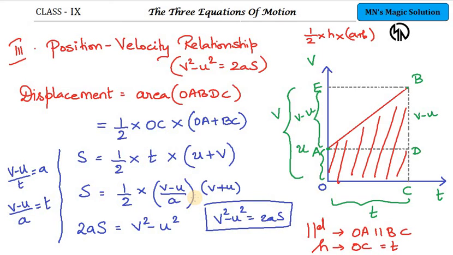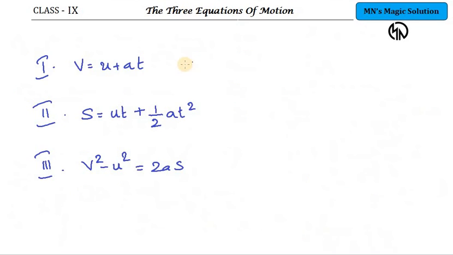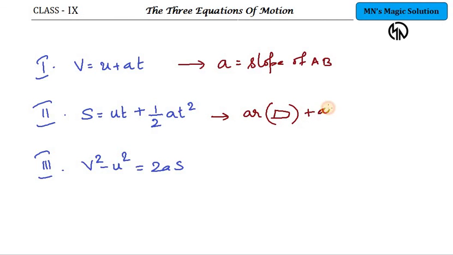So hence we have derived the three relationships as follows. How did we derive the first relationship? We used the fact that acceleration is nothing but the slope of AB, right? And what about the second relationship? Here we do not need velocity, and it is also about displacement. So it is nothing but area, which you split into two things: the area of a rectangle plus the area of another triangle. You used that concept.